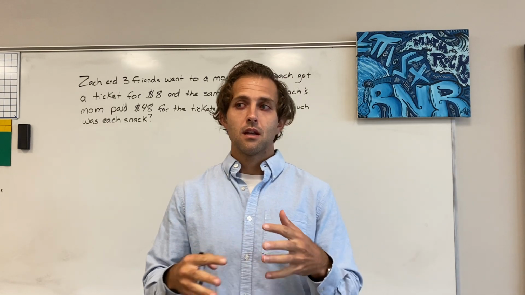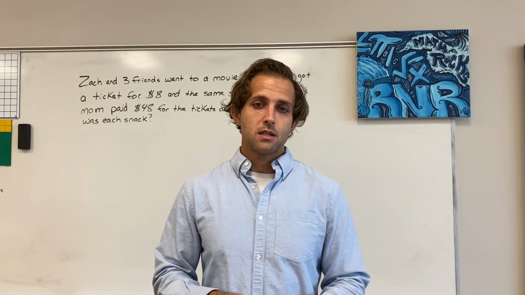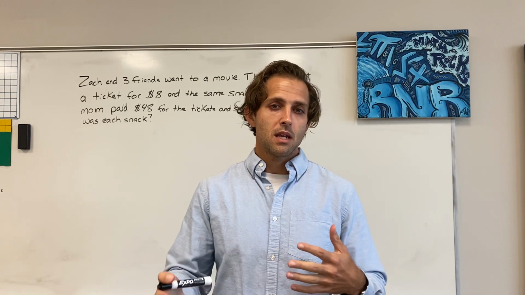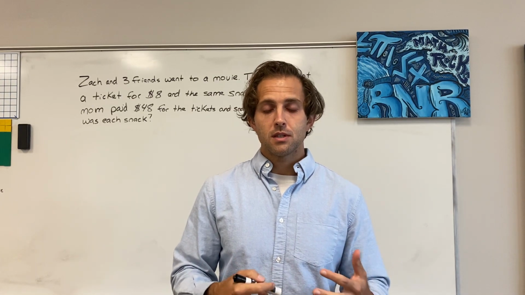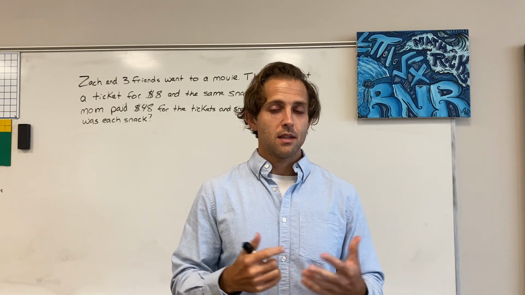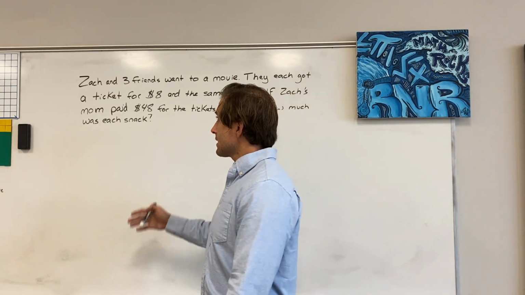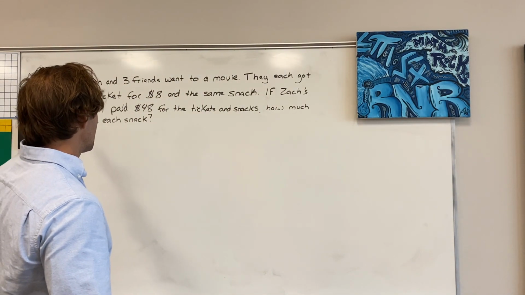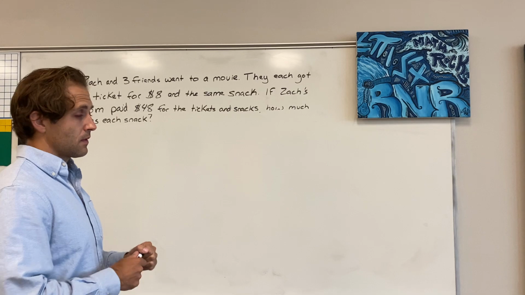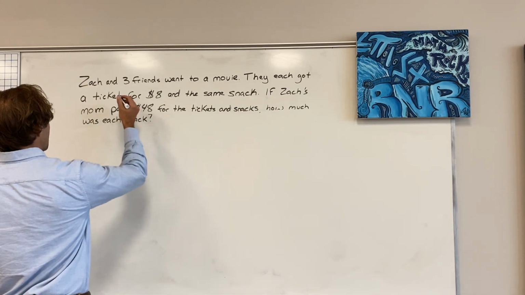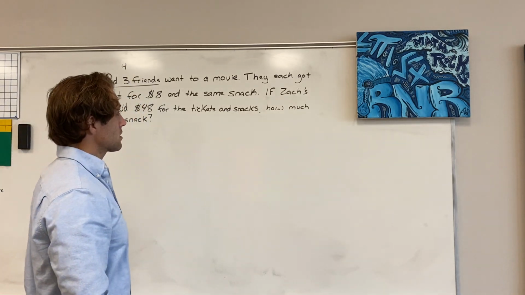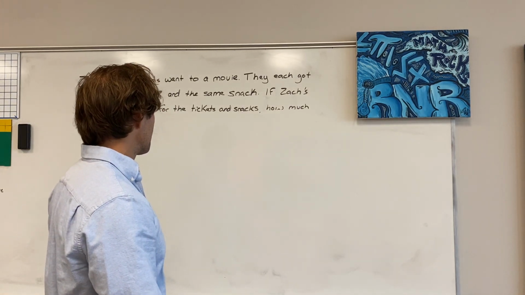As we begin to work with equations, it's going to be important that we can draw connections to the meaning of the variables and pieces of equations and things of that nature. So let's take a look here at the problem. The problem says, Zach and 3 friends went to a movie. The first thing I'm going to identify here is that there are 4 people. I think that's important, so I'm going to underline it. I'm going to make a comment there.